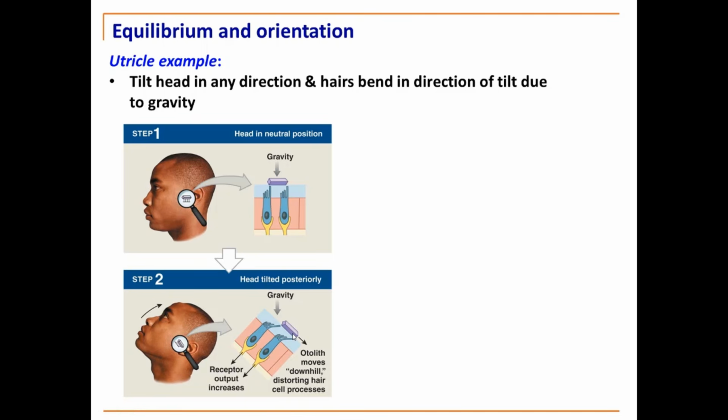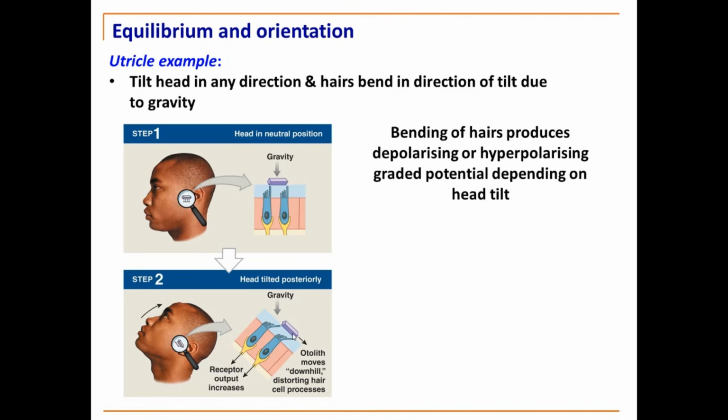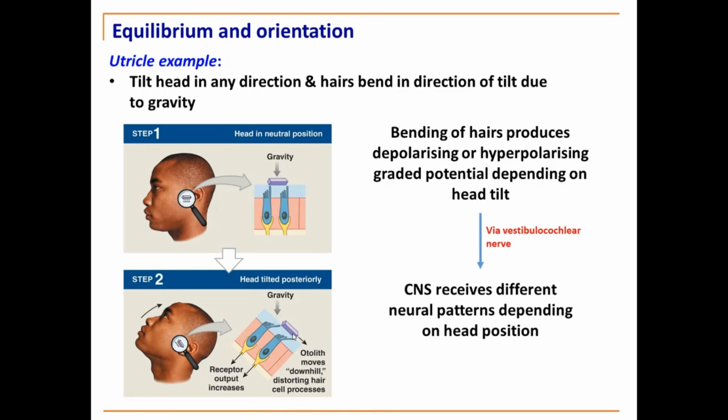And of course, the opposite would happen if you tilt forwards. So bending of the hair produces depolarizing or hyperpolarizing graded potentials depending on the head tilt. And then via the vestibulocochlear nerve, the CNS receives different neural patterns depending on the head position.